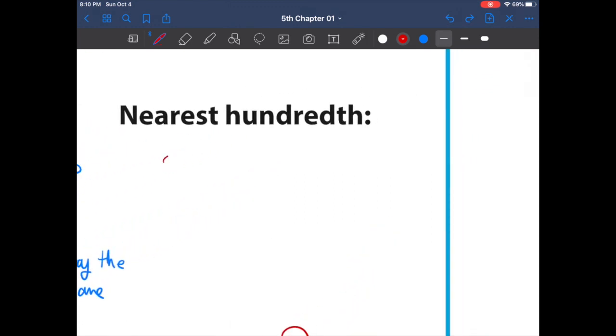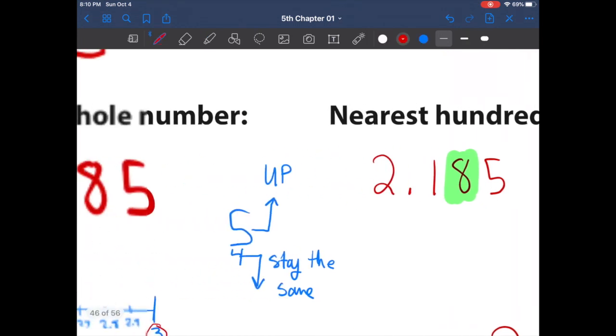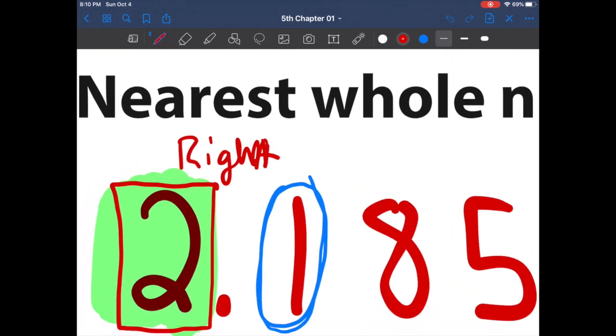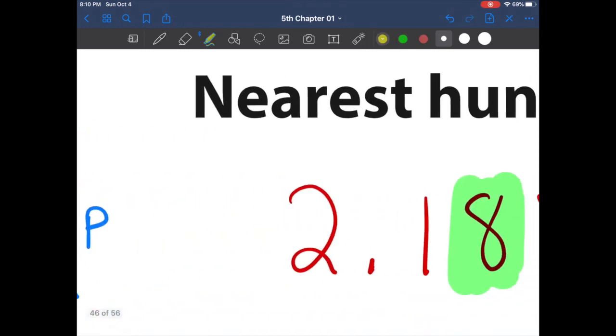Now let's look at this next one. It says round to the nearest hundredth. So we have 2.185. Which one is in the hundredths place? We've got the wholes right here, we've got the tenths right here, and then what is this one? This is the hundredths. What was the rule that I said? We need to look to the number to the right.